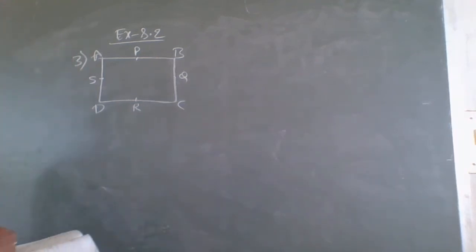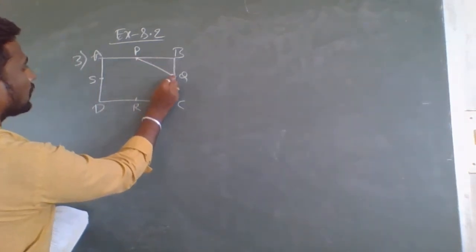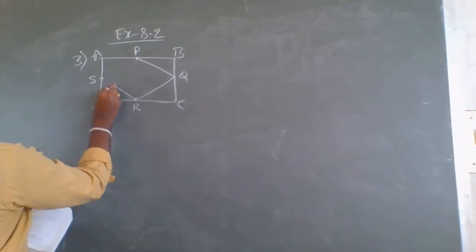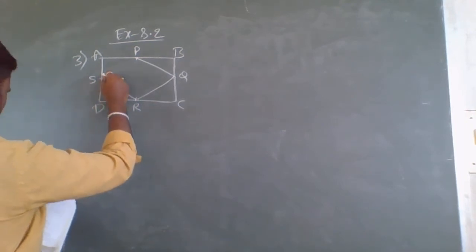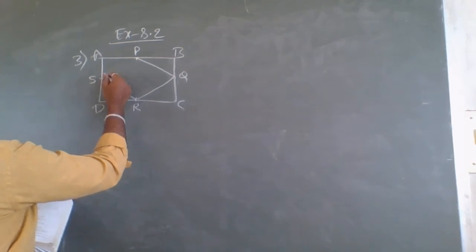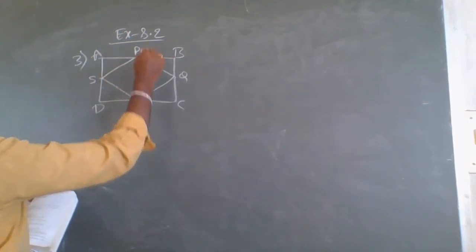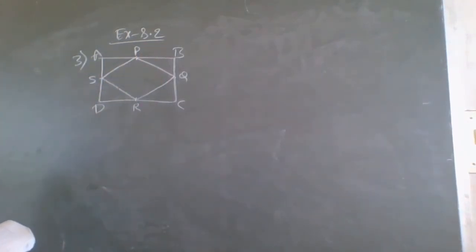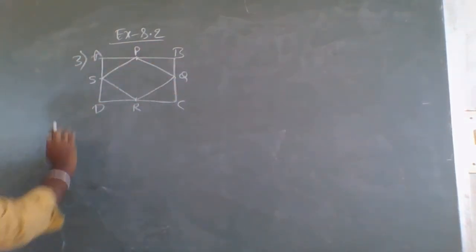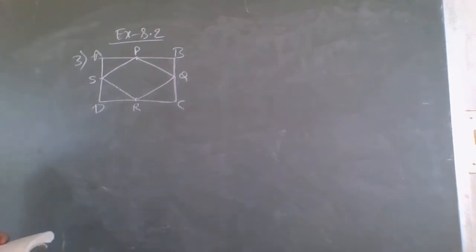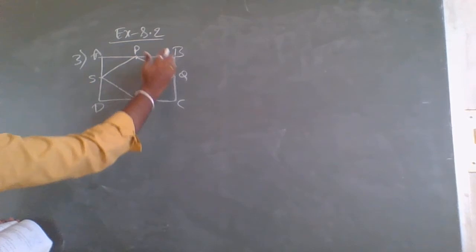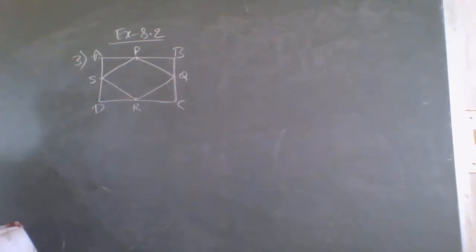In the previous question, the second question, we proved that PQRS is a rectangle, but now we have to prove that PQRS is a rhombus. What have they given? This ABCD is a rectangle, and P, Q, R, S are midpoints of AB, BC, CD and DA respectively. So we have to show that PQRS is a rhombus.